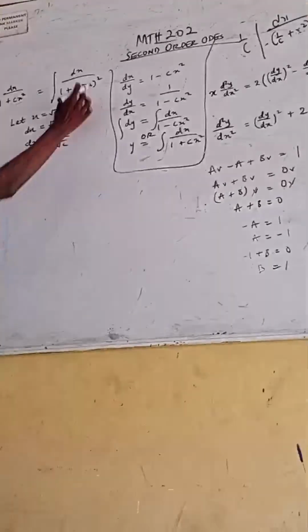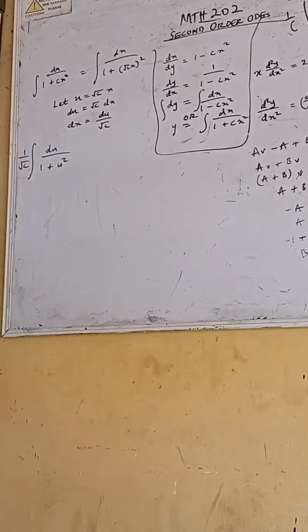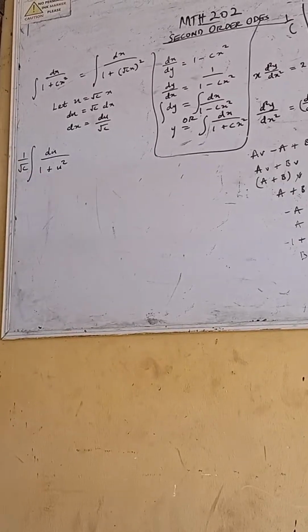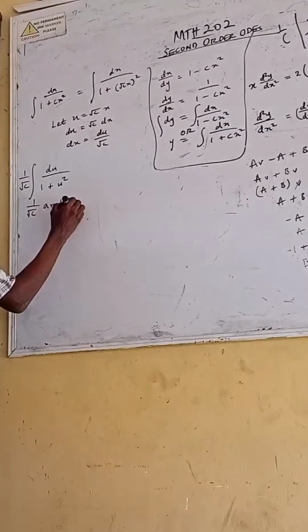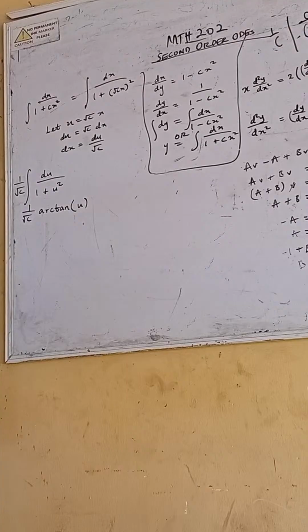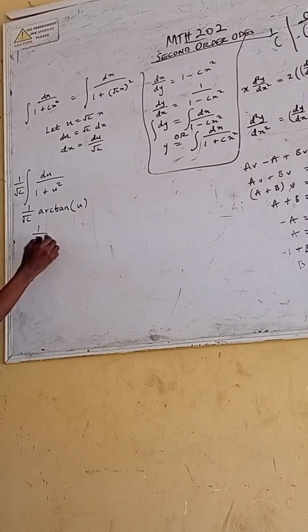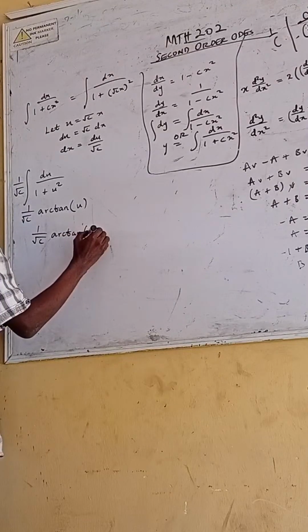1 plus u squared, this is my u, 1 plus u squared. If we integrate it, this is arctan u, right? Standard integral. So I have 1 over root c arctan u, isn't it? Do we get what I did? Which is the same thing as 1 over root c arctan of what's my u? Root c x.